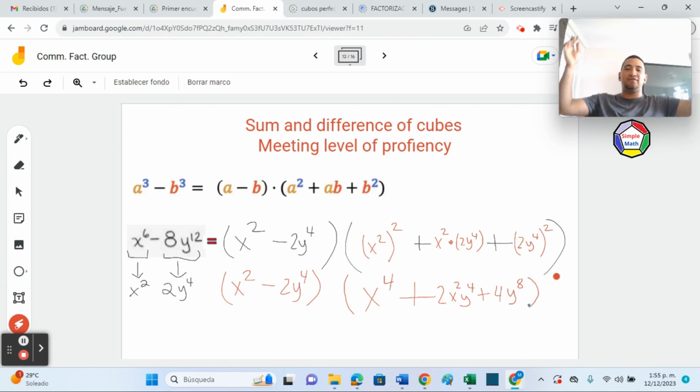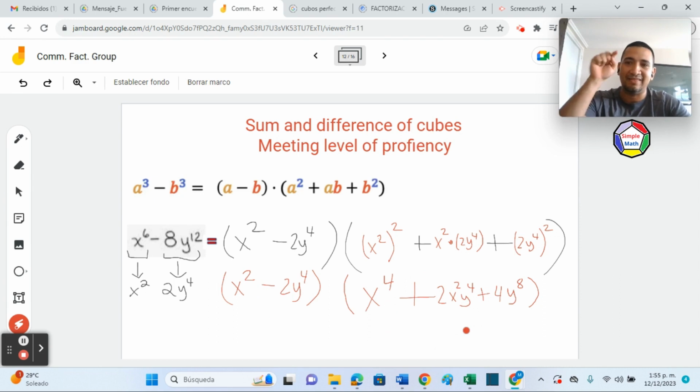And that's the end of the exercise, because we cannot add or subtract unlike terms, and here we don't have like terms. That means that this is the answer of the exercise.